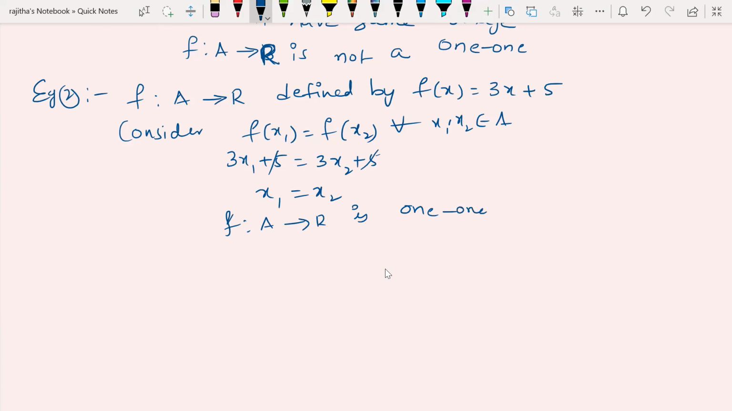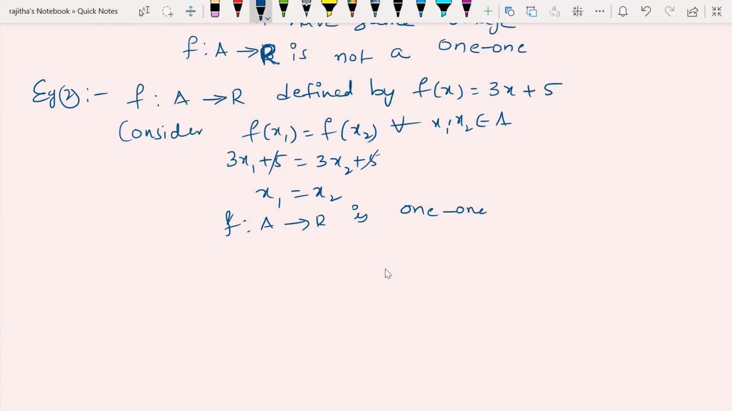So let f be a mapping from A to B such that f(x1) = f(x2) implies x1 = x2. Then f from A to B is called a one-one function. Otherwise, if x1 is not equal to x2 implies f(x1) is not equal to f(x2), then f from A to B is a one-one function.